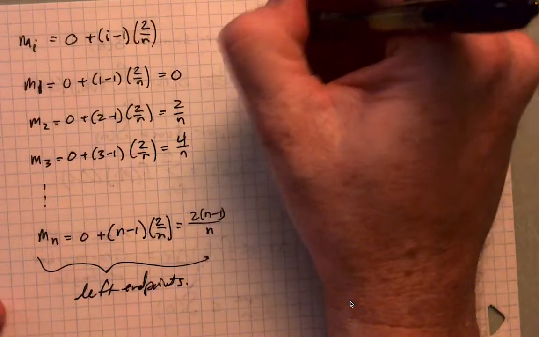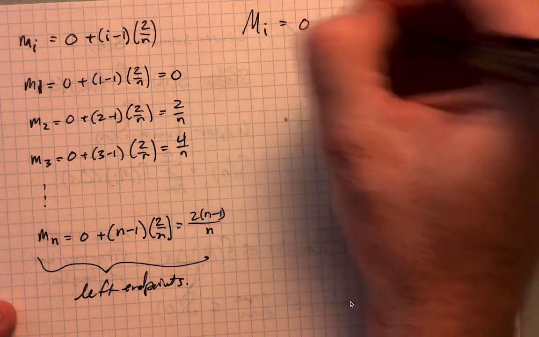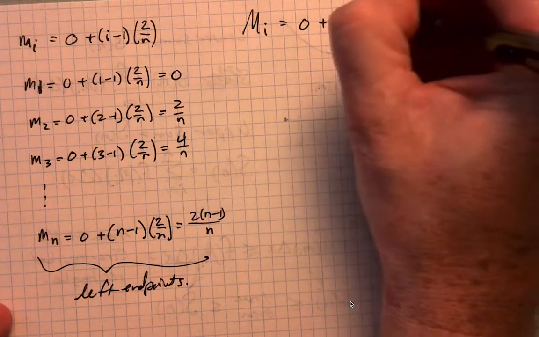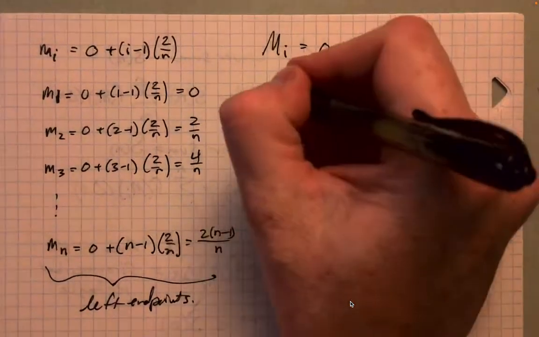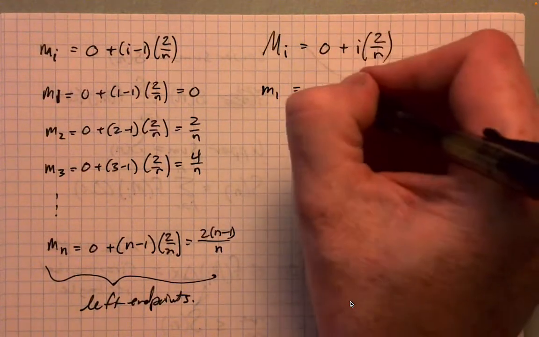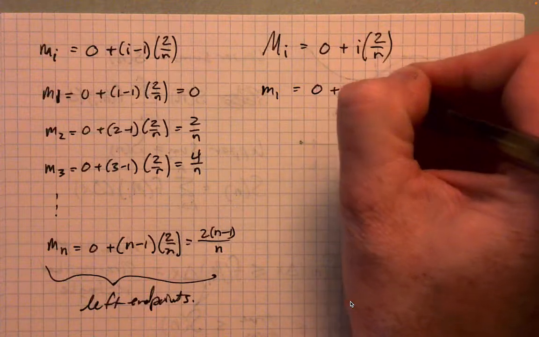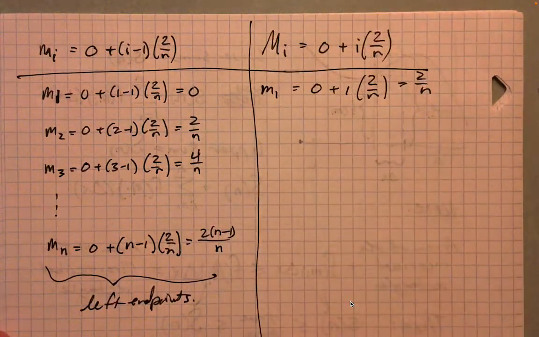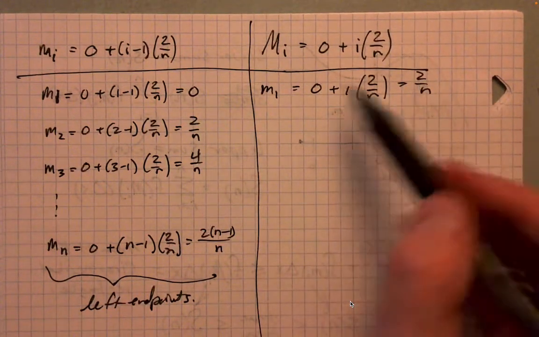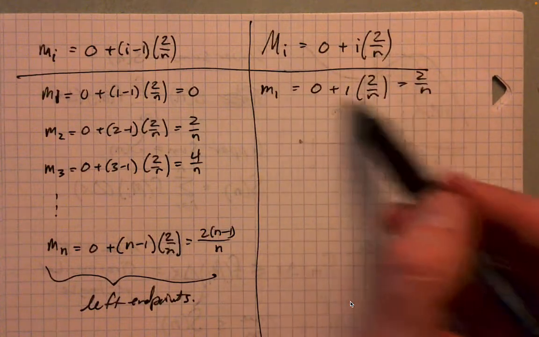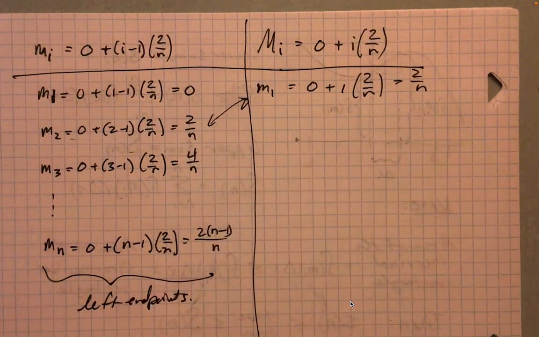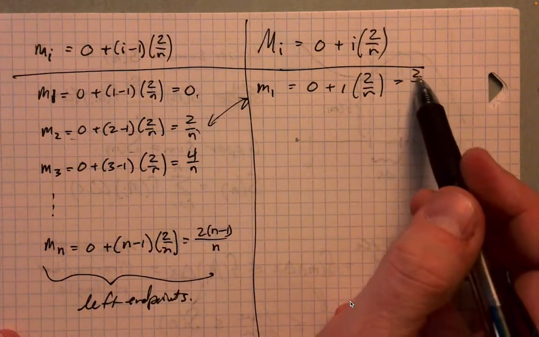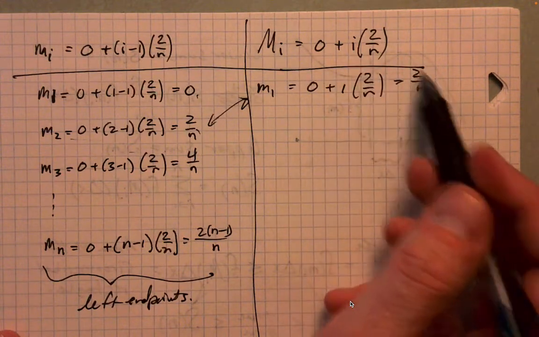Now the right endpoints are going to be the big M_i's, and for that we're going to use 0 plus just i times 2 over n. Really straightforward, right? So then big M1 is equal to 0 plus 1 times 2 over n, which is 2 over n. Notice the right-hand endpoint of the first interval should be equal to the left-hand endpoint of the second interval, so you can see that that aligns. This goes from 0 up to 2 over n, and this one starts at 2 over n.